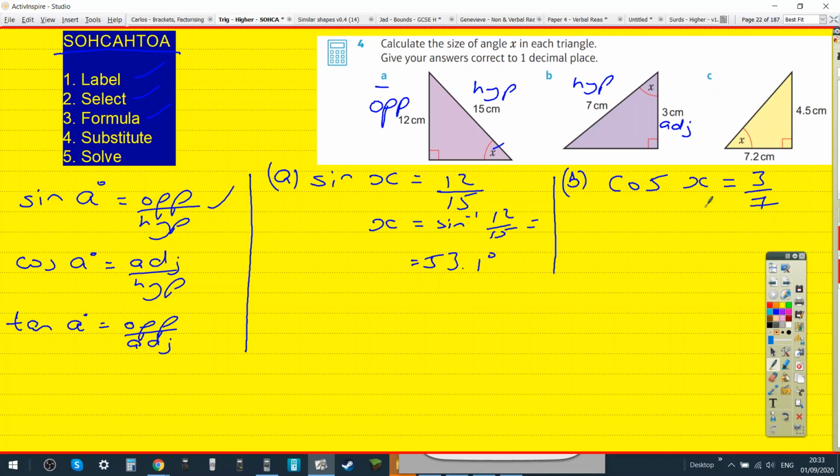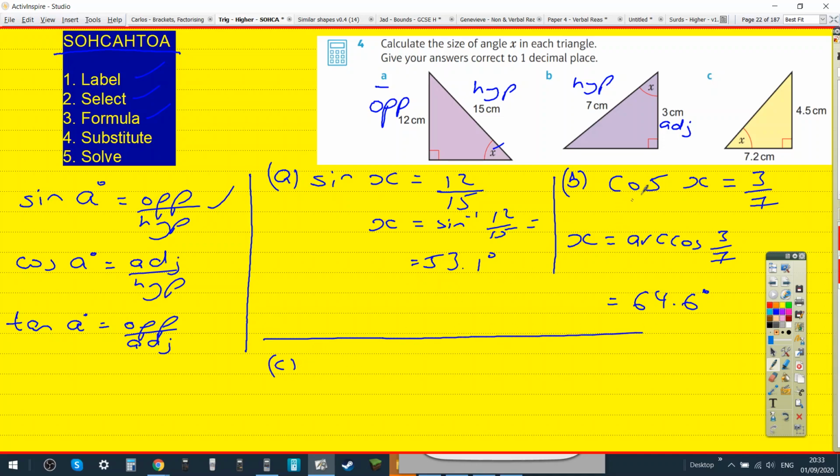Okay, solve. So you need to get rid of cosine. So you do arc cosine 3/7. And that is 64.6. Okay.